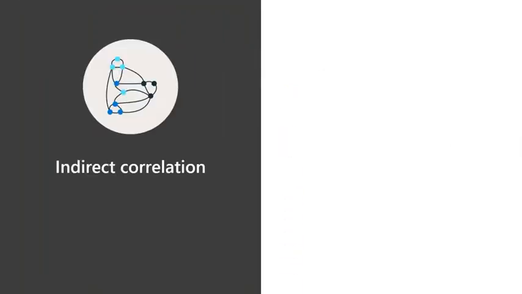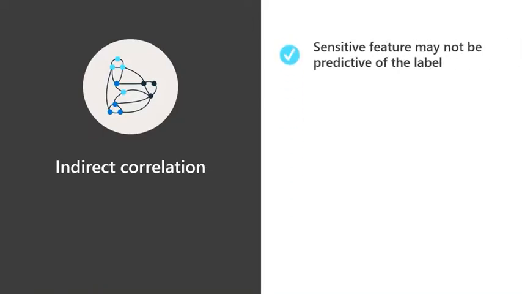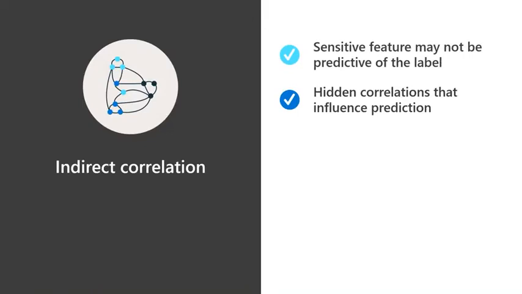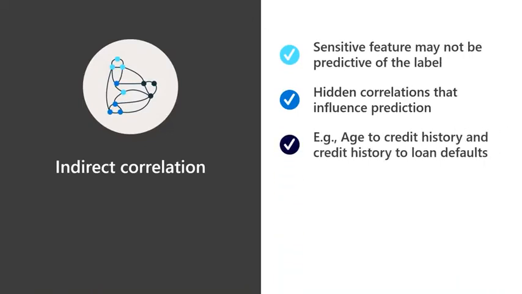The sensitive feature itself may not be predictive of the label, but there may be a hidden correlation between the sensitive feature and some other feature that influences the prediction. For example, there's likely a correlation between age and credit history, and there's likely a correlation between credit history and loan defaults. If the credit history feature is not included in the training data, the training algorithm may assign a predictive weight to age without accounting for credit history, which might make a difference to loan repayment probability.